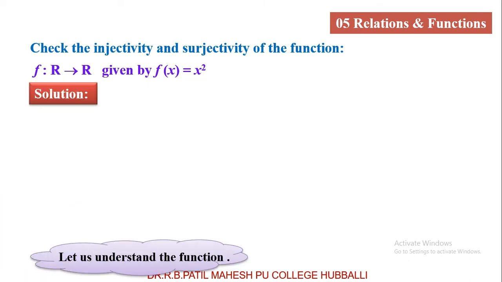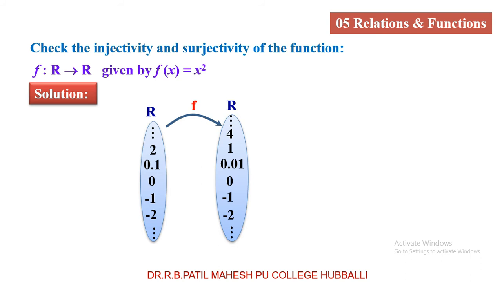Let us understand the function by arrow diagram. 0 is related to 0, because f of x equal to x square; if you take 0 in place of x, 0 square is 0. If you take 0.1, the whole square is 0.01. You can ask me why I am taking 0.1 and so on. Because of real numbers I am taking; you can take those numbers also.